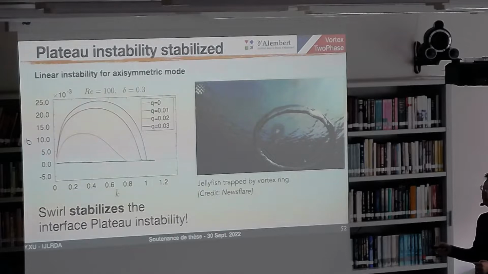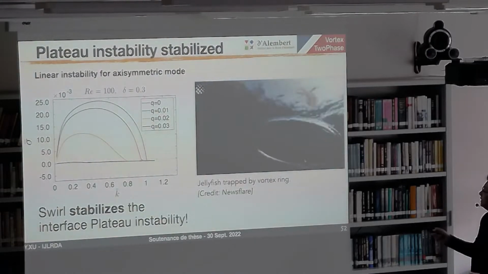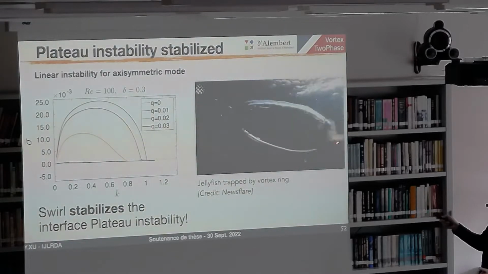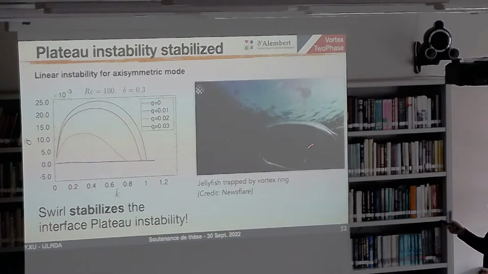Here is a stability analysis with a two-phase code made in-house by us. The blue curve here is the original Plateau instability. And we can find that with the increase of swirl strength Q, the Plateau instability is being stabilized until it passes some value around 0.03. Then it becomes totally stable, which means the swirl can stabilize the Plateau instability of the interface. You can find here a portrait fish trapped by the vortex ring, which exactly shows how strong the rotating speed is around the bubble.